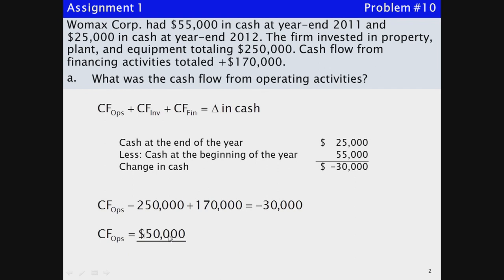So we would explain the change in cash. They got $50,000 from operating activities. They got $170,000 from financing activities, for $220,000, but they spent $250,000 in investing activities, probably additions to property, plant, and equipment, which brought their cash balances down from 55 to 25, a reduction of $30,000.